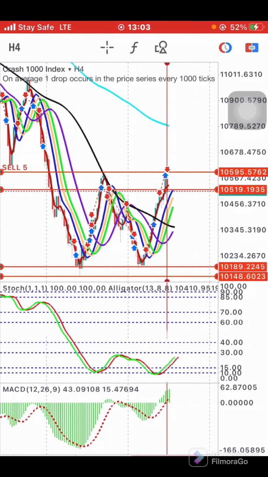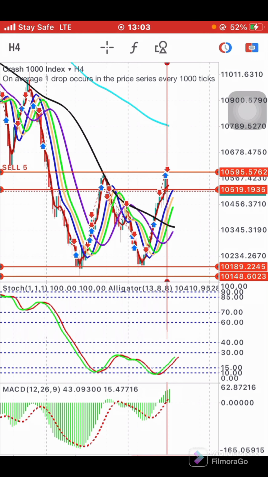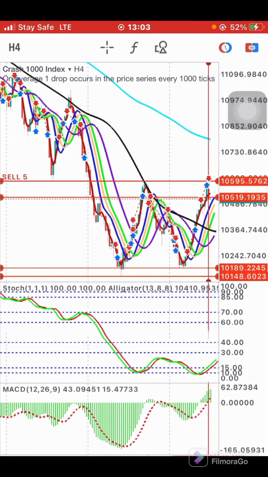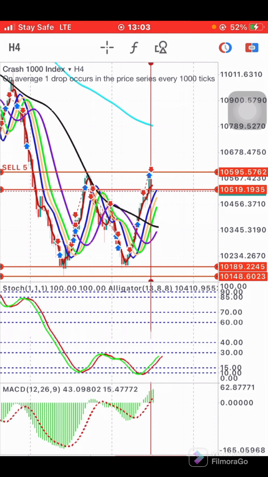Good afternoon, everyone. In today's video, I'm going to teach you how to identify reversal at support and resistance, how to identify if a support or a resistance will reverse at that point.